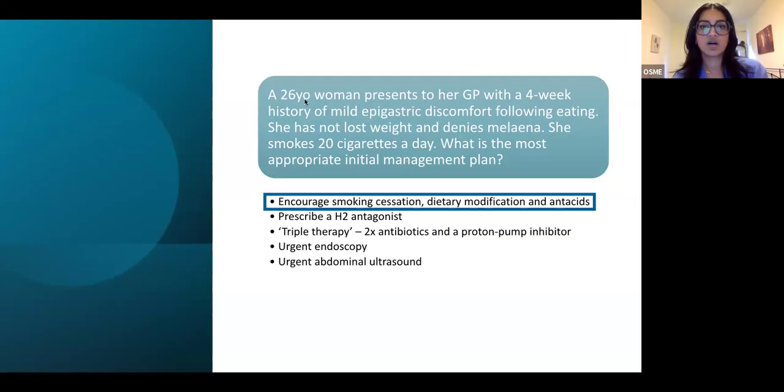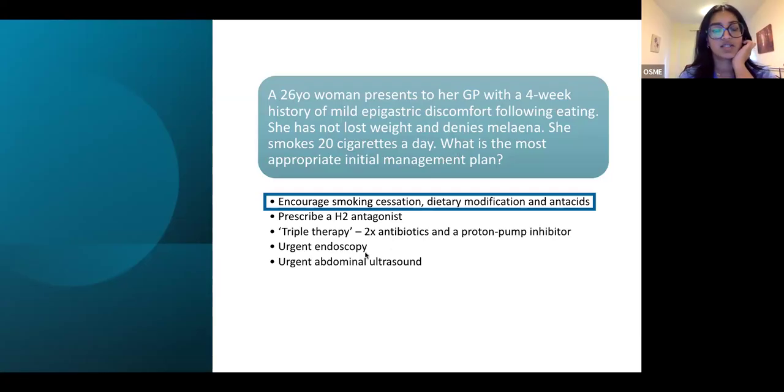So this woman is 26, so quite young, and she has a 4-week history. Like we said, the criteria that the initial definition discusses, the symptoms have to be present for 4 weeks or longer. And she has the epigastric discomfort, but she doesn't have any of the red flag alarm symptoms. So no weight loss, no signs of upper GI bleeds. She is a smoker, which is a big risk factor for gastritis, peptic ulcers, etc.